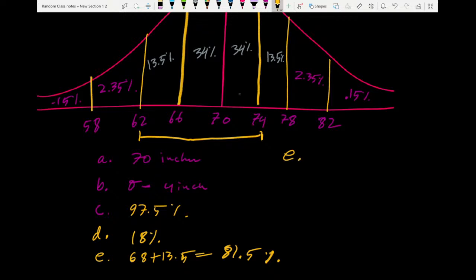E. What was the range in inches of the middle 68% of the students' heights? Oh, that's pretty easy. This is the middle of the 68. So we're looking at this region, and we want to know the height for the 68%, which is from 66 to 74 inches. All right, that was pretty easy.